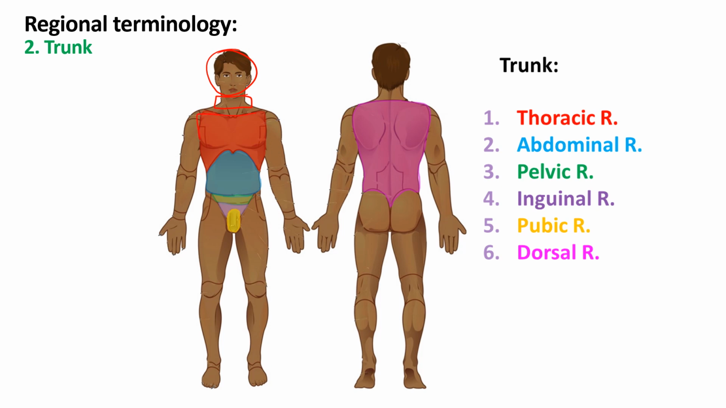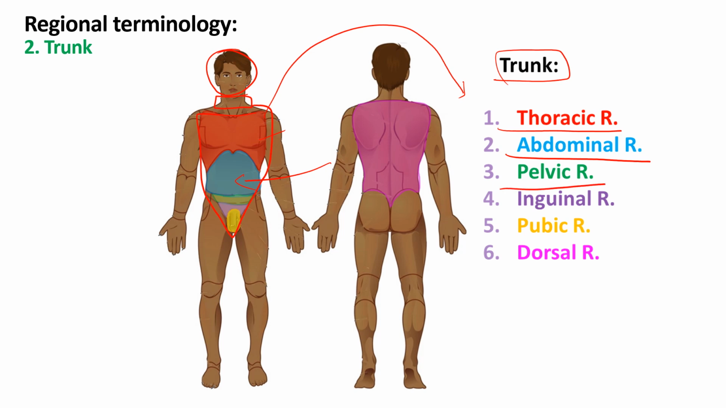Now let's review all the regions of the trunk, right? So we have 6. The trunk can be divided into thoracic region, here in red, and in blue, abdominal region. Below the abdomen, we have the pelvic region, and the area of the groin is the inguinal region. And then importantly, the pubic region is the area where the genitalia is located. That is the pubic region. And finally, we have the back, which is called the dorsal region.